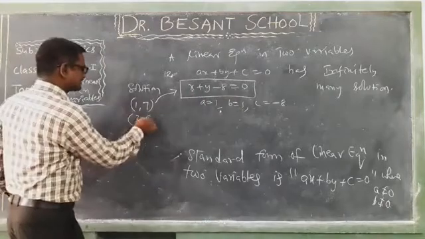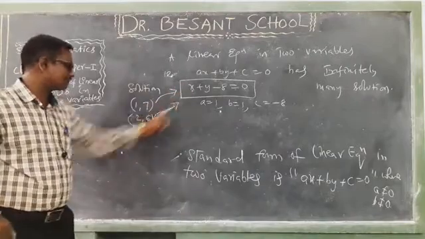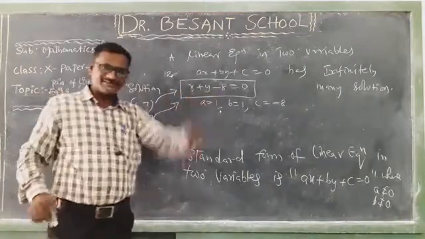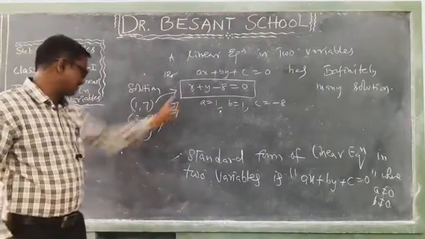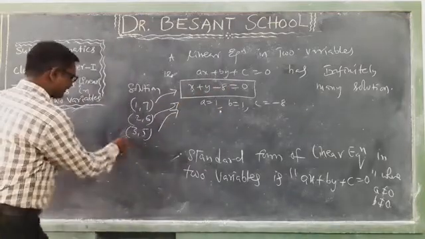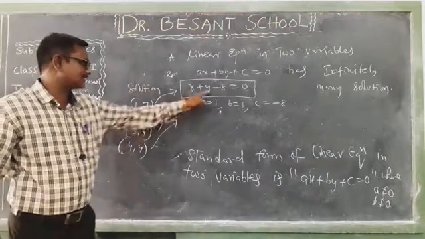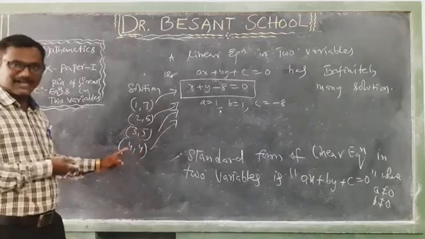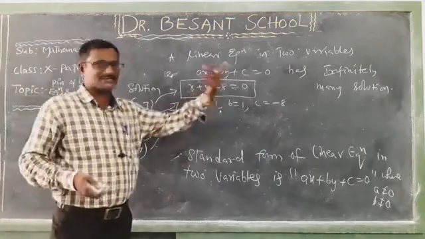Again, 2 comma 6 is a solution. Putting x equal to 2, putting y equal to 6. So 2 plus 6, 8. 8 minus 8, 0. And 3 comma 5 is a solution. Putting x equal to 3, putting y equal to 5. 3 plus 5, 8. 8 minus 8, 0. Yes. Again, 4 comma 4 is a solution. Why? Because it is an ordered pair x comma y. 4 plus 4, 8. 8 minus 8, 0. 0 equal to 0 is right.